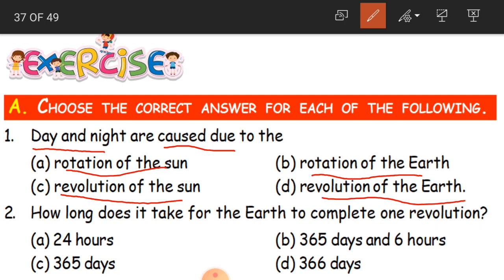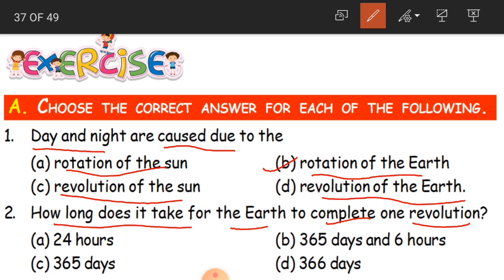Day and night are caused due to. Answer is B option, that is rotation of the earth. As the earth rotates around the tilted axis, we will be getting day and night and it will take 24 hours. The earth takes completely 24 hours to complete one rotation, by which we are getting a day and a night. Clear children? Yes.